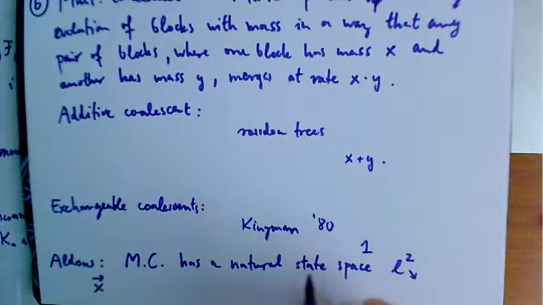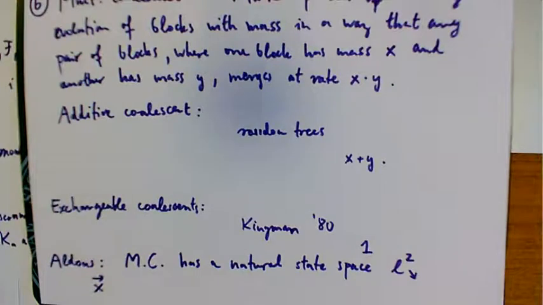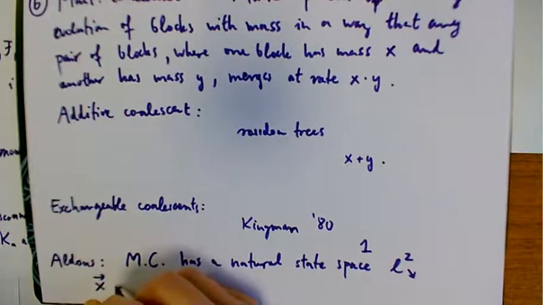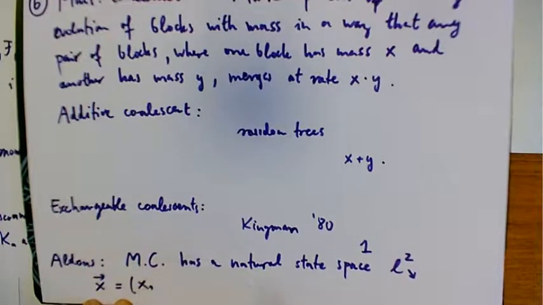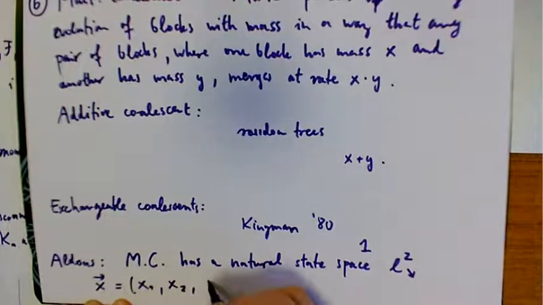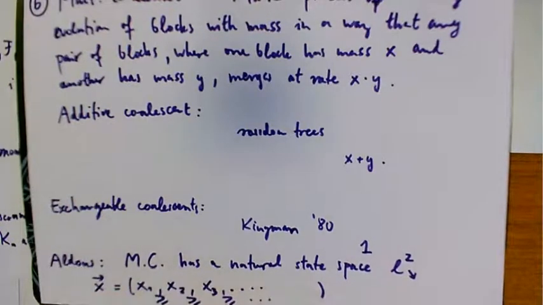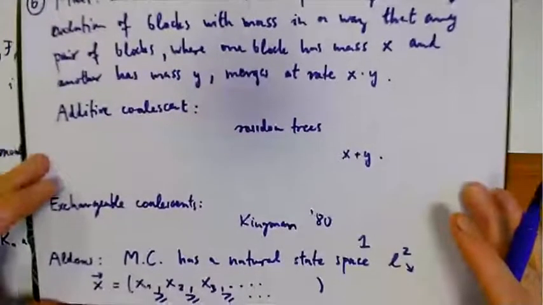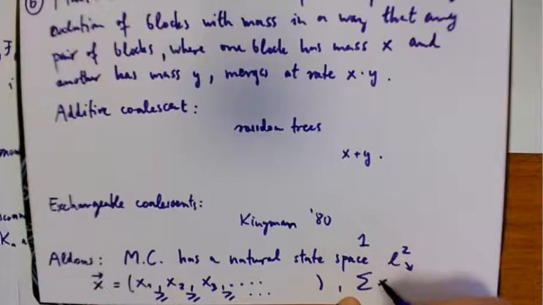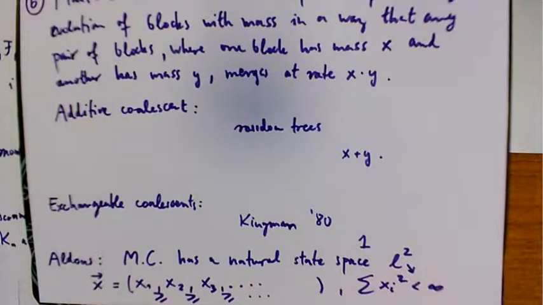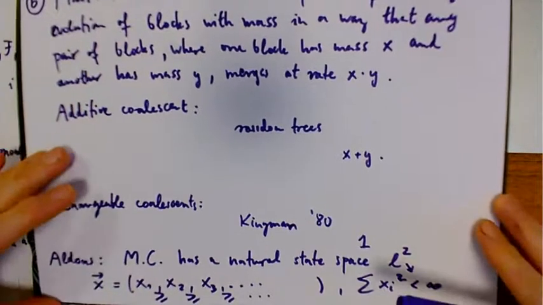So here's a vector x, and it has infinitely many entries. It's in L2. That's a state of the coalescent. So you have x1, x2, x3, and so on. And this arrow going down to the right indicates that they are ordered. It is convenient to order the masses. And of course, the sum of xi squared is finite. So x represents a typical state of the multiplicative coalescent.